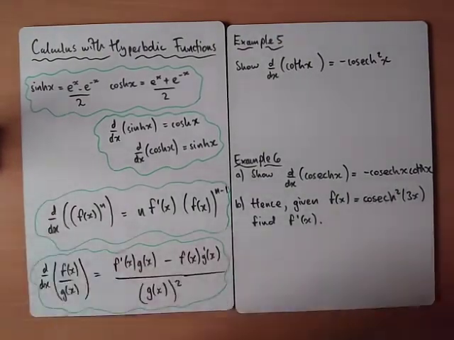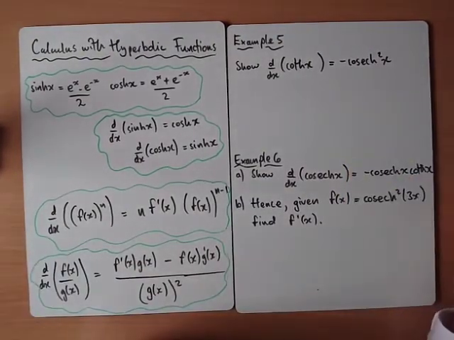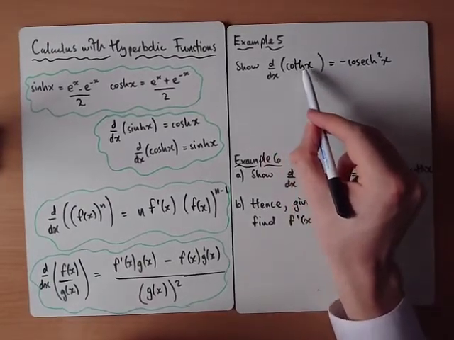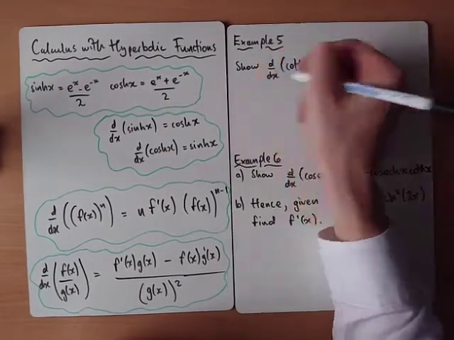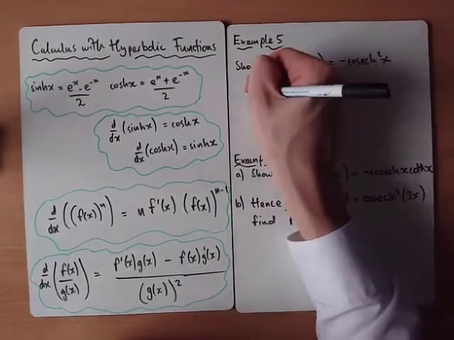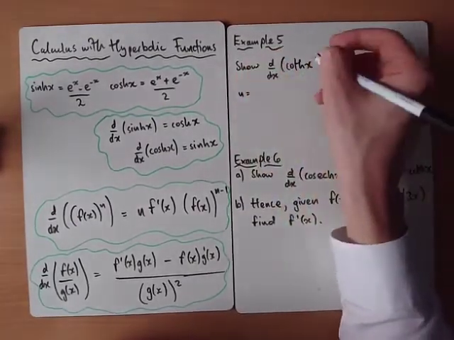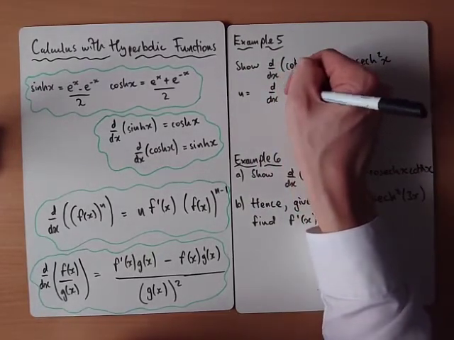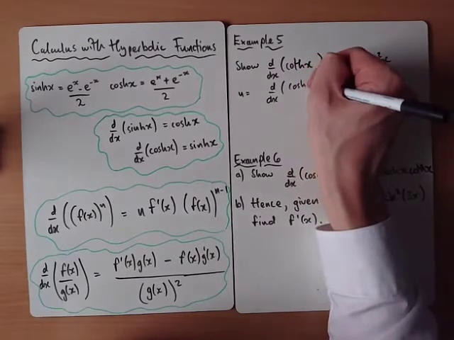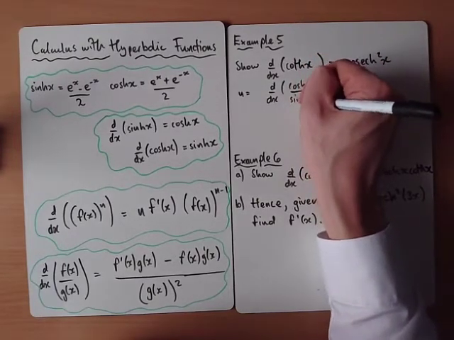Okay, 2 examples left, and these are both similar to the ones that we've done previously. So maybe pause the video and have a go, see how you get on. So for this one, we're going to find the derivative of coth, and we want to get minus cosech squared. Quotient rule for this one, we can think about it as coth being cosh over sinh.